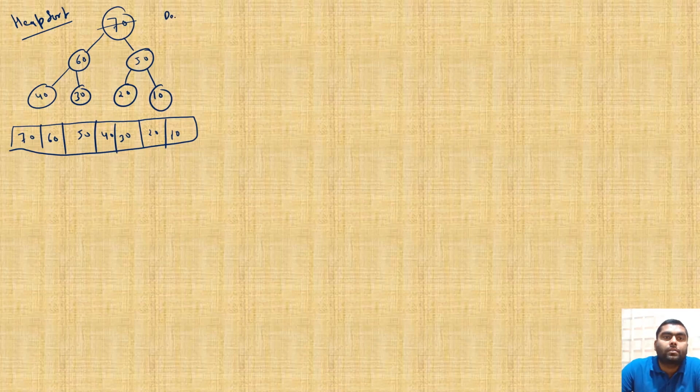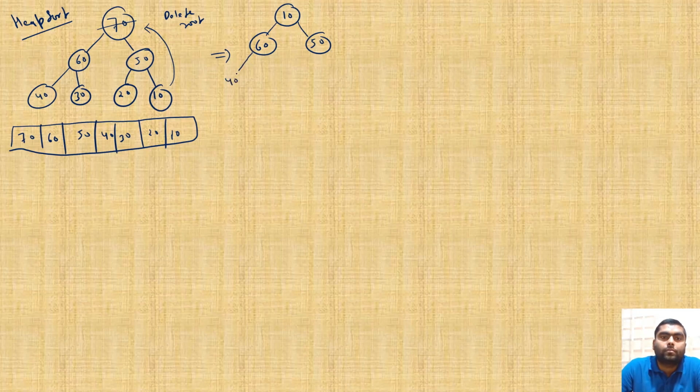Now delete the root. So after deletion of the root, the replacement will be 10 only. Okay, so this 10 will be replaced over here. So what is the resultant? The resultant will be 10 and 60 and 50 and this 40, 30, 20, and this dotted line means this is the sorted order.